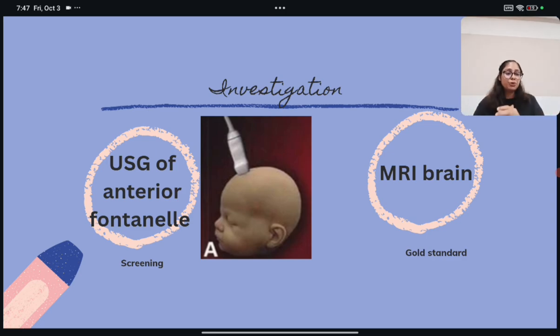Now, those who don't know what a fontanelle is, these are connections. Whenever the skull of a fetus is being formed, we have sutures between the parietal bone, the temporal bone, and the frontal bone, and all of these are going to have sutures.